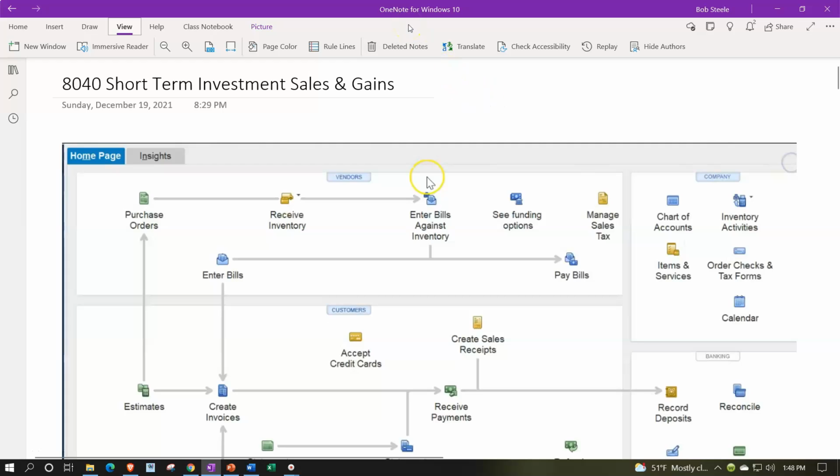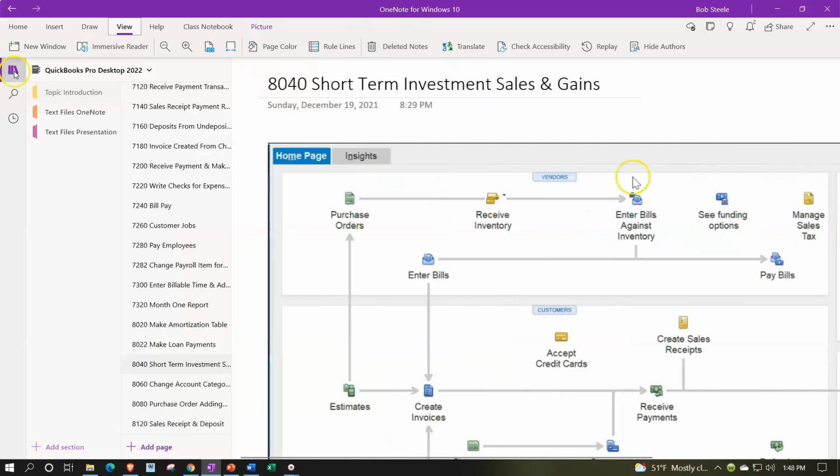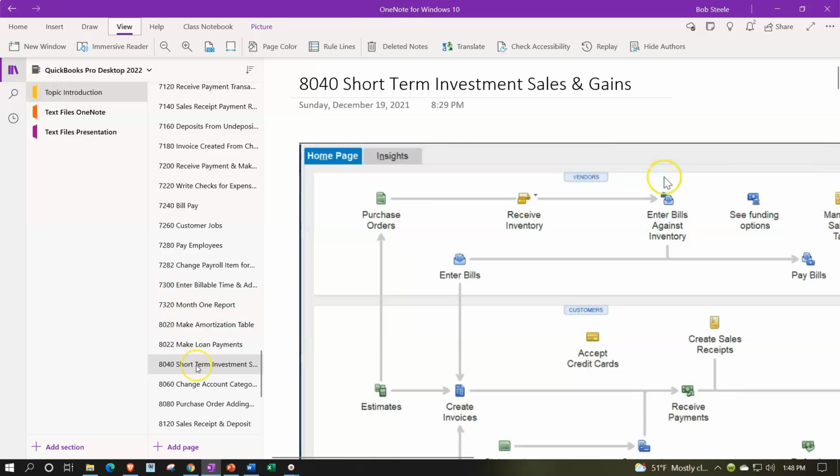If you have access to OneNote and would like to follow along, icon on the left-hand side, topic introductions, 8040, short-term investment, sales, and gains tab. Also take a look at the immersive reader tool, topic introductions in the text area too. Same name, same number, but with transcripts. Transcripts that can be translated into multiple languages and either listened to or read in them. Same name and number as presentations as well.